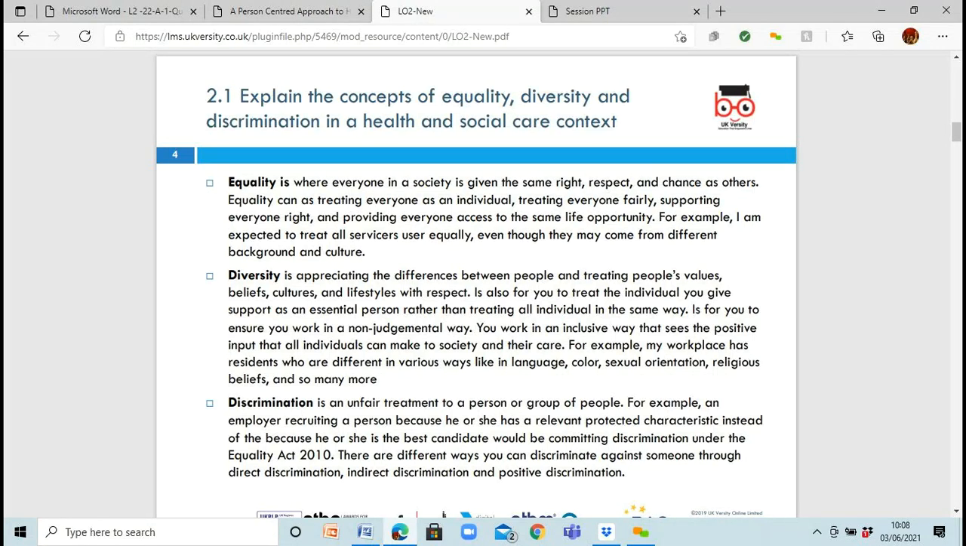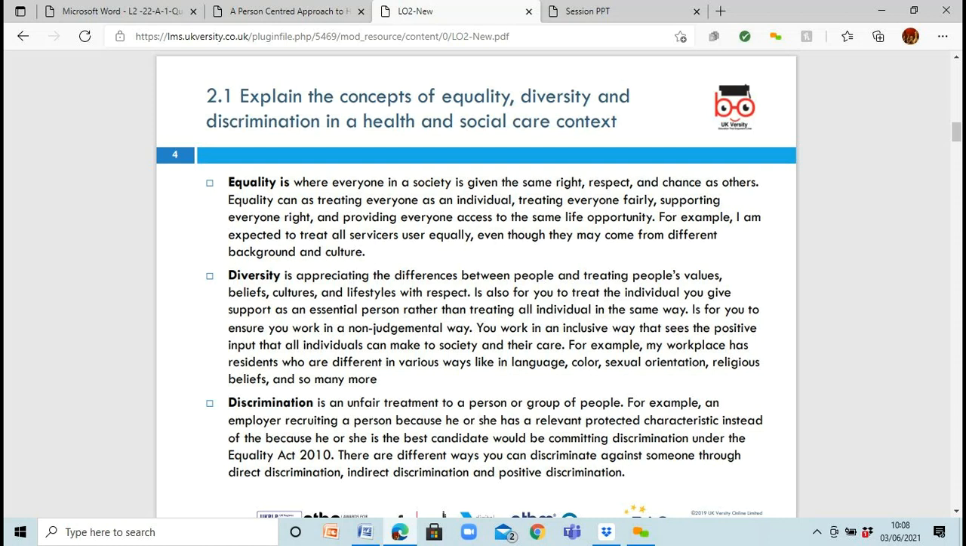Now, diversity is about appreciating the differences between people, and you're also respecting people's values. You're looking at their beliefs, their cultures, their lifestyles, and you're doing all of this with respect. So it's about treating the individual and giving them support as a person, so that you're actually treating every single person with respect and dignity.